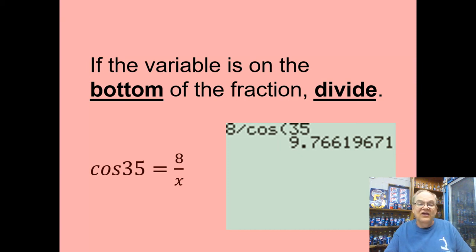What's really going on when you solve a problem like that is basically you're cross multiplying. You're taking 8 times 1 equals the cosine of 35 times x, and then you divide by cosine of 35 to solve that problem. So again, when x is on the bottom of the fraction, the thing you want to remember is divide. X is on top, you multiply, x on the bottom, you divide.